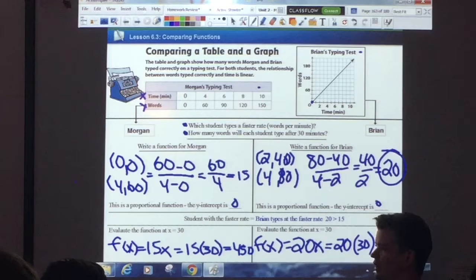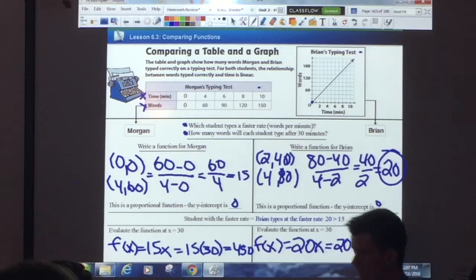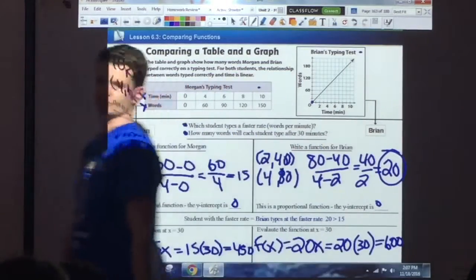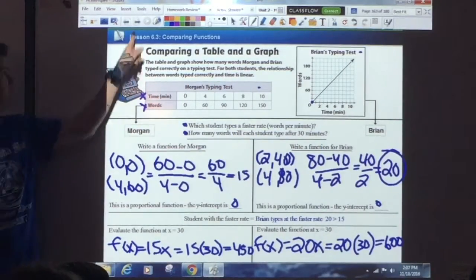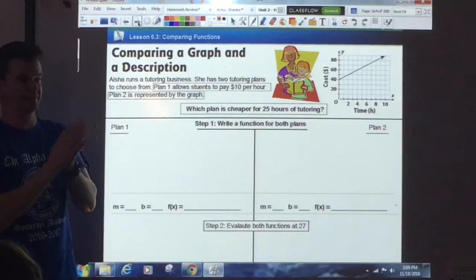So, who types at a faster rate? Brian. Who types more words after 30 minutes? Brian. 600 is greater than 450. Any questions on this? Yes or no? No? Okay. Comparing a graph and a description.